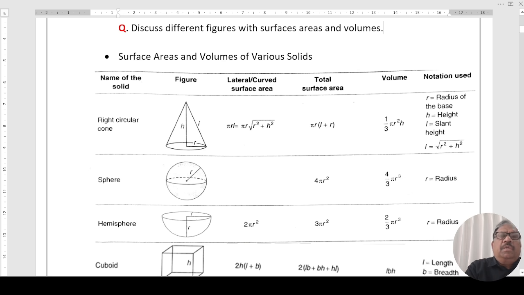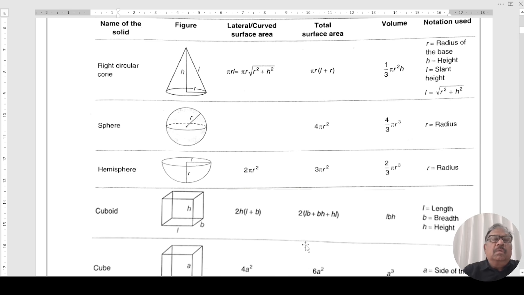Question is, discuss different figures with surface areas and volumes. Number of figures are there. Right circular cone, this is the shape, with slant height, vertical height and radius. Lateral surface area is pi RL. By Pythagoras theorem, we can correlate R, L and H. Total surface area is pi R (L plus R), volume is 1 by 3 pi R square H. Sphere, total surface area 4 pi R square, volume 4 by 3 pi R cube.